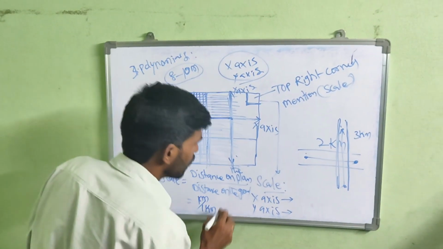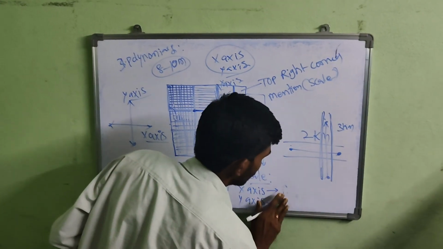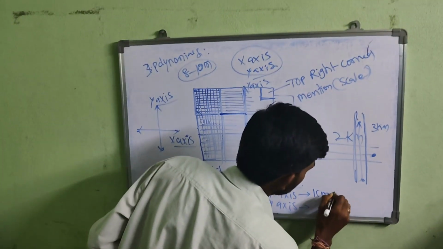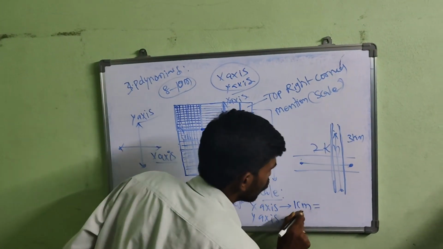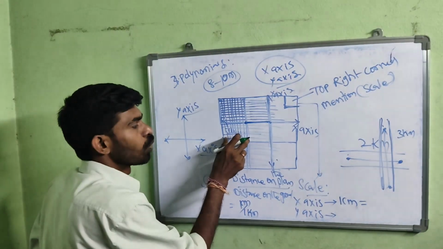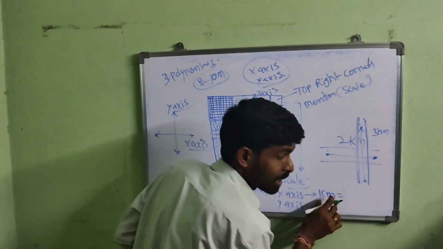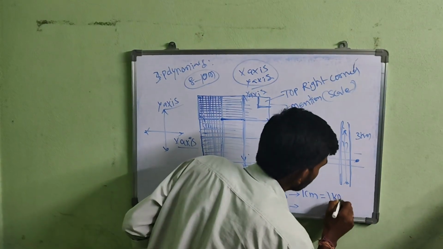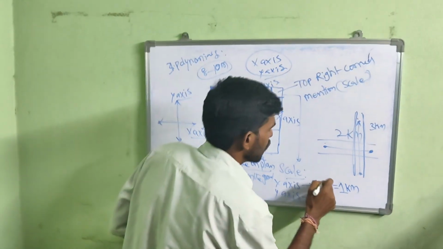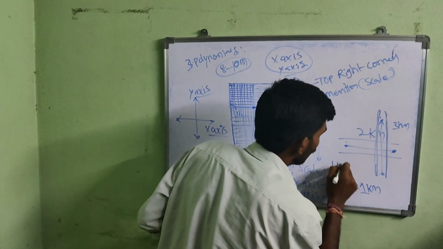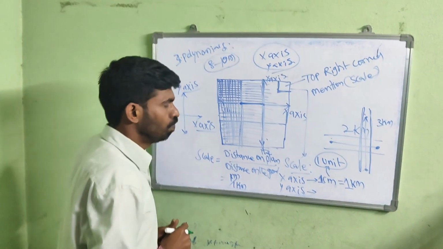We can write it as a ratio, or we can say 1 centimeter equal to 1 kilometer. 1 centimeter is nothing but 1 unit, equal to 1 kilometer. In the place of centimeter, we can write 1 unit. 1 unit equal to 1 kilometer.